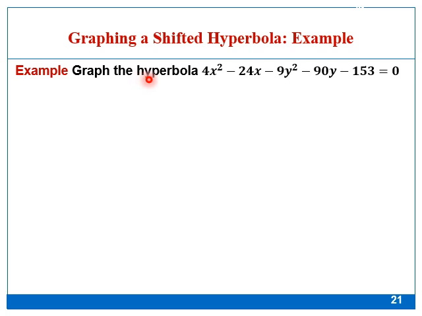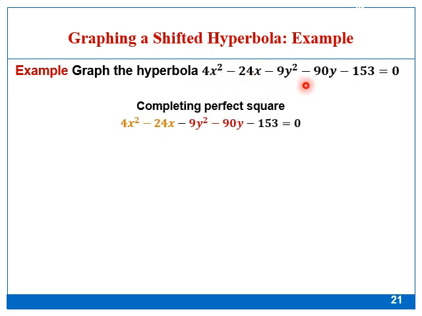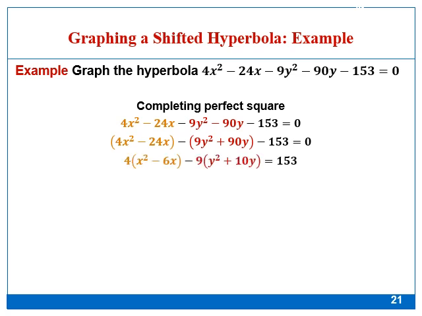Finally, we'll graph this shifted hyperbola. It can be seen that it has x squared and x terms, y squared and y terms. Obviously, the shift is not apparent from this form, so we will complete the square with respect to the x and with respect to the y. We start by grouping the x terms together and the y terms together. Then to complete the square, the coefficient of x squared should be equal to 1 and the coefficient of y squared should be equal to 1. So we factor out the 4 at first and we factor out the 9 from these two terms.